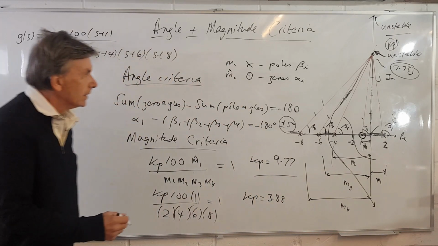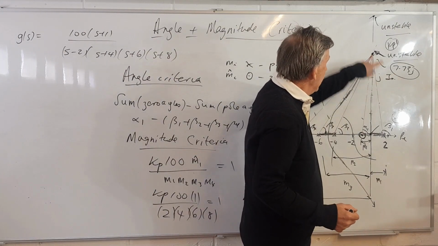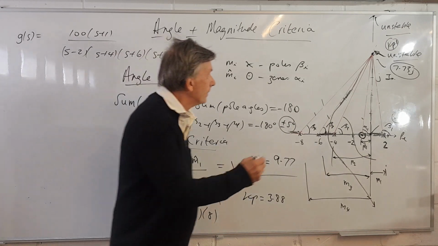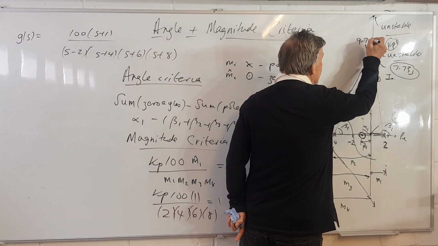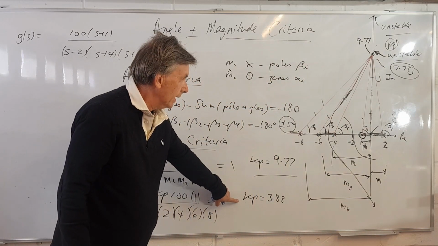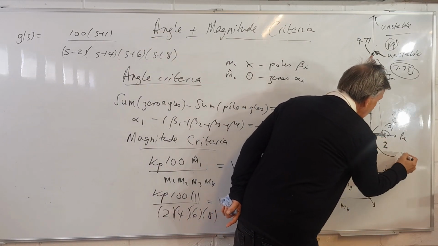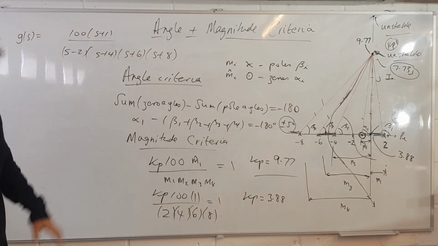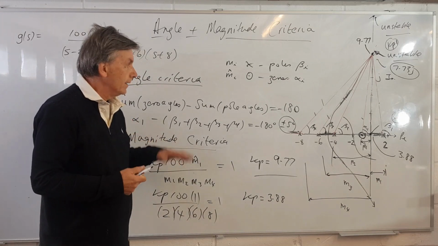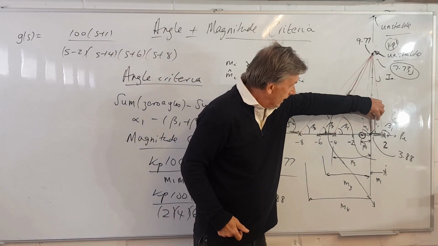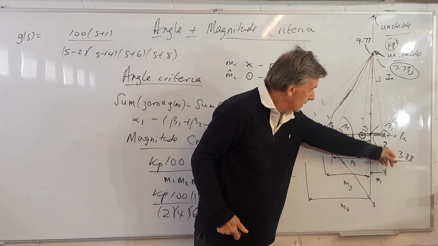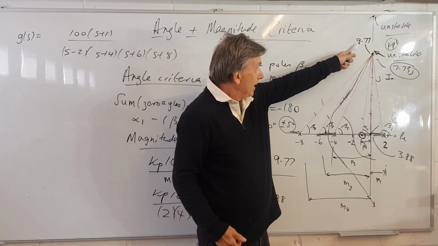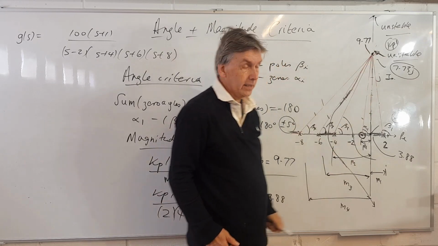So looking at this now, it goes unstable at a gain of 9.77. This point here is 9.77, and this one here is 3.88. So what this implies is that as you increase the gain, say you've got a gain of 1 or 2, the system will be unstable because the root loci will be down here somewhere. When you get above 3.88, the root loci will cross the imaginary axis and it becomes stable. But then as you make it bigger, when it gets bigger than 9.77, it goes unstable again.